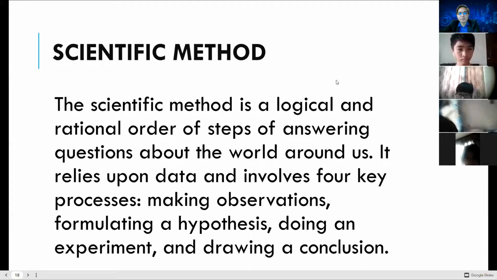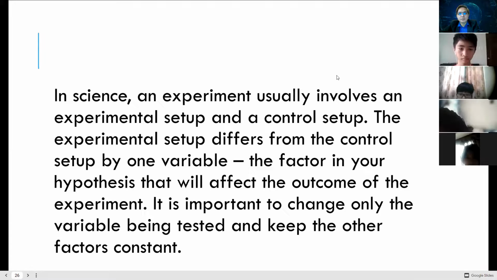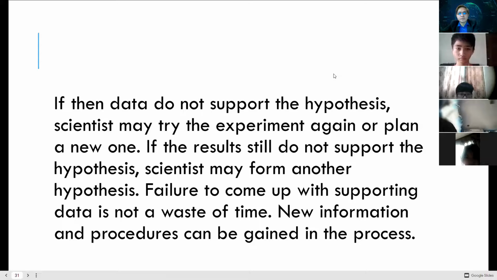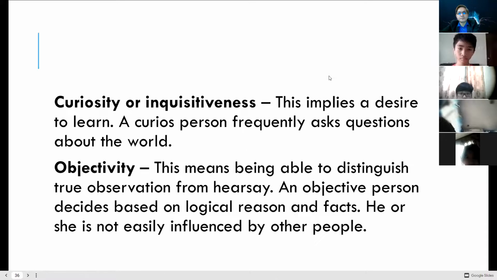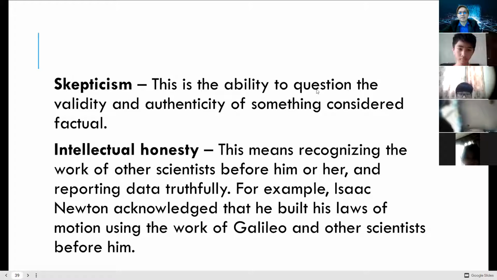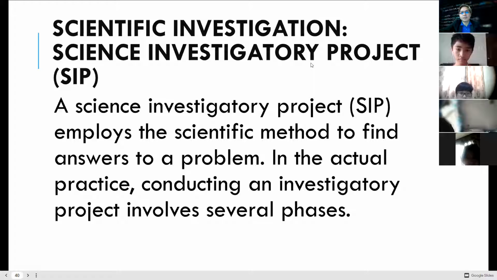I think in the SIP. We will now move to the SIP. Scientific investigation. Okay. Scientific investigatory project.